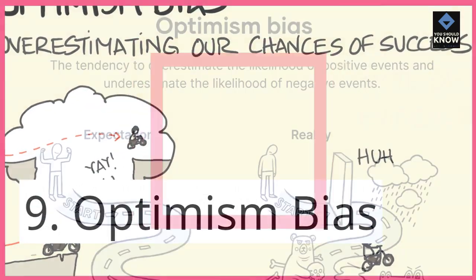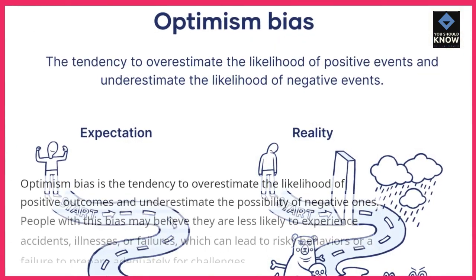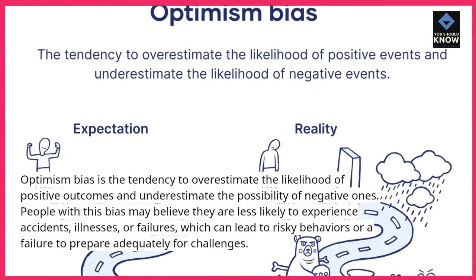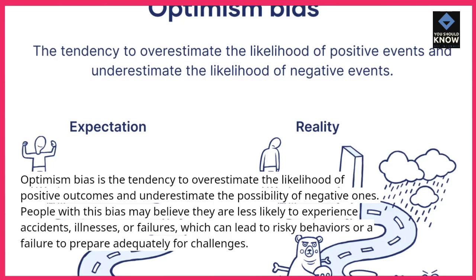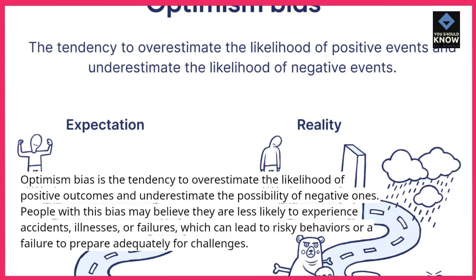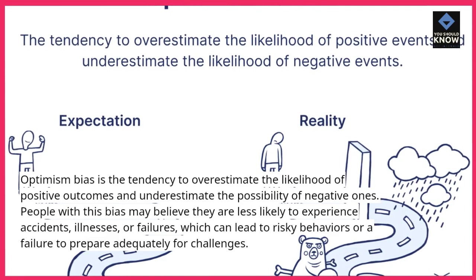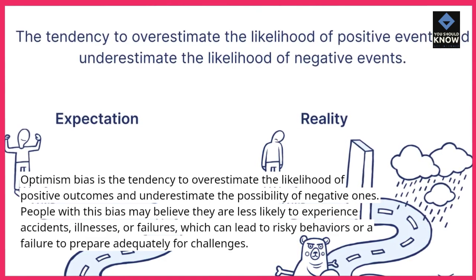9. Optimism bias. Optimism bias is the tendency to overestimate the likelihood of positive outcomes and underestimate the possibility of negative ones. People with this bias may believe they are less likely to experience accidents, illnesses, or failures, which can lead to risky behaviors or a failure to prepare adequately for challenges.